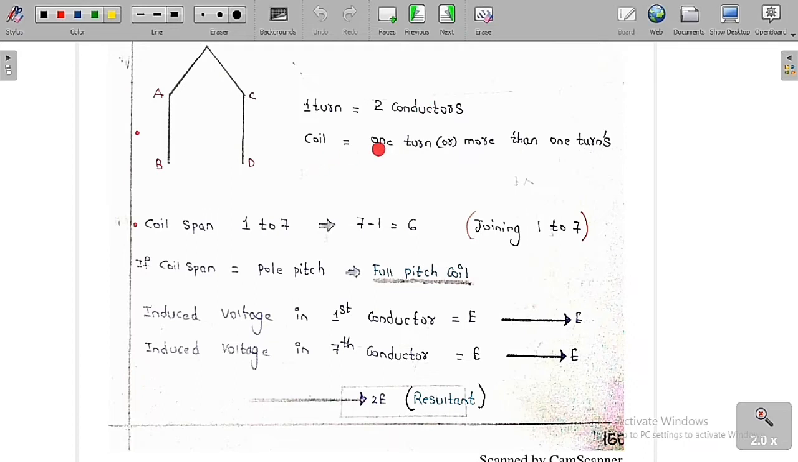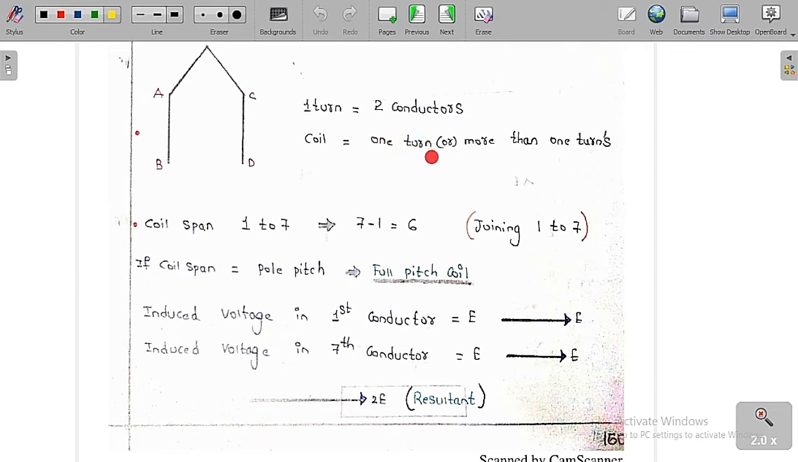So a coil is nothing but one turn or more than one turn. A coil can have more than one turn, or just one turn. Listen carefully. One turn will have two conductors, whereas a coil is a combination of turns, or it can be just one turn. So one turn or more than one turn is said to be a coil.